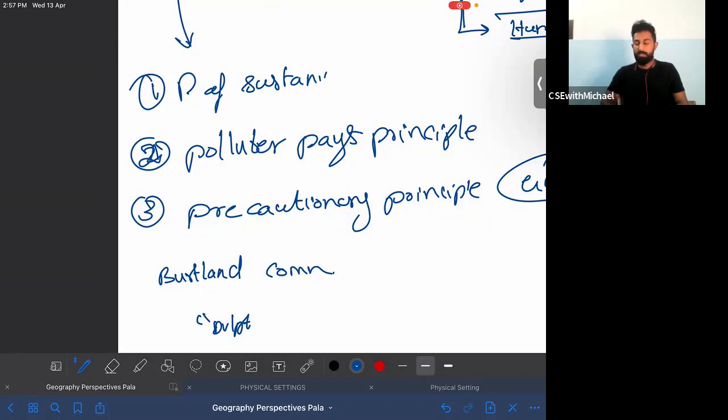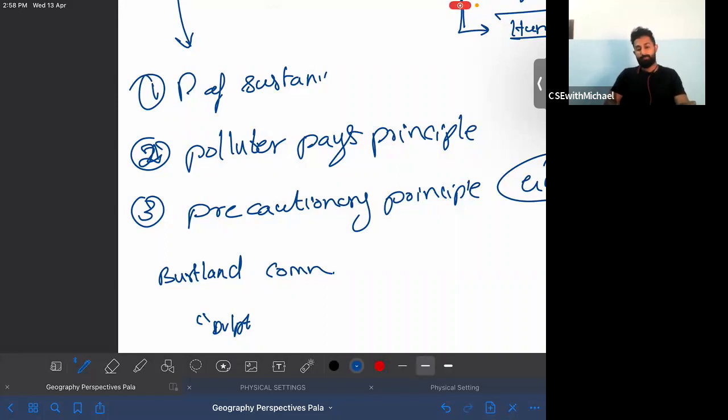scientific principles and analysis. Example, the ban on GM food crops in India is based upon the principle of precaution, or the precautionary principle.